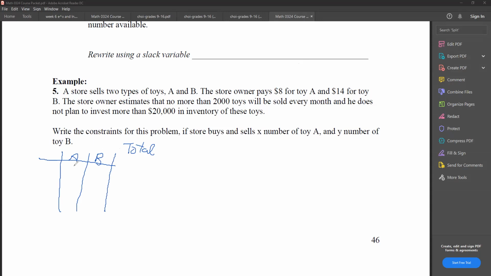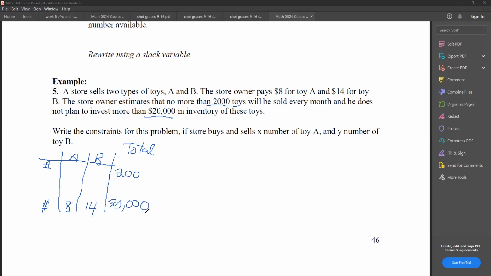The store pays $8 for toy A. So I'm going to write one for money. I'm going to usually write money at the end. That's the bottom dollar, right? $8 for A, $14 for toy B. That's their costs. The store owner estimates that no more than 2,000 toys will be sold every month. So that's a total. And he does not plan to invest more than 20,000, so that's his cost. So 20,000, it's less than or equal to that.